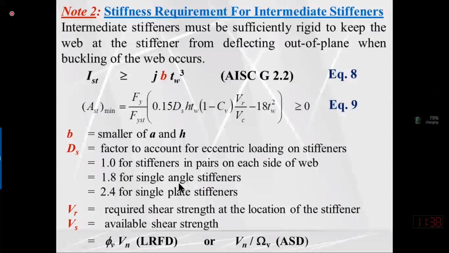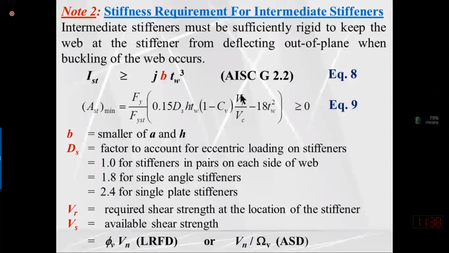Cv value we have already determined, the height of the web is already known, and the thickness of the web is also known. So what is the required shear strength at the location of the stiffener, and Vs is the available shear strength. Actually, what does it mean? It means that Vc is the shear strength of the web alone, and Vr is the applied shear force.